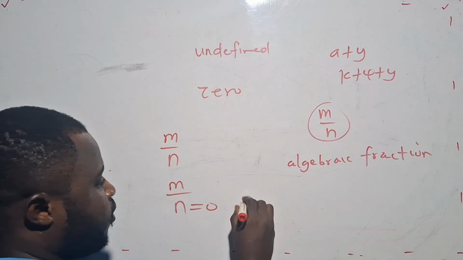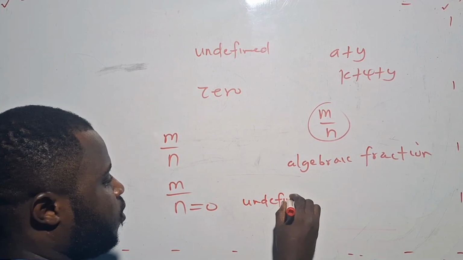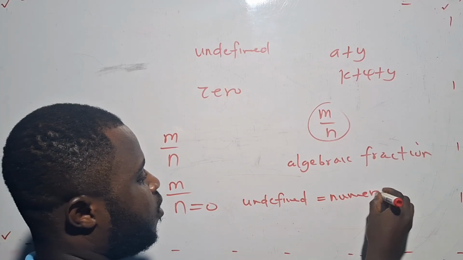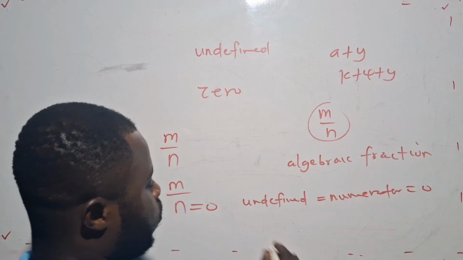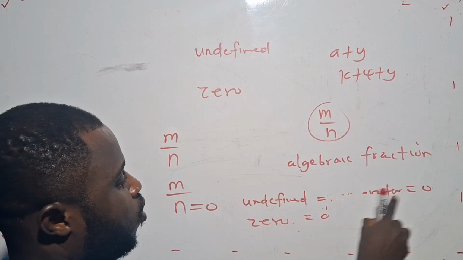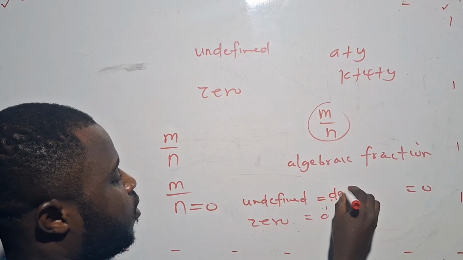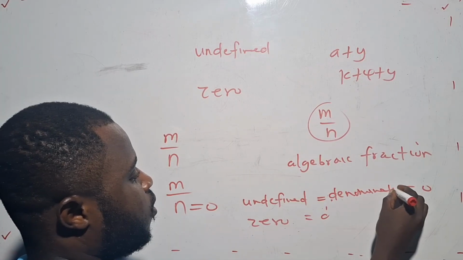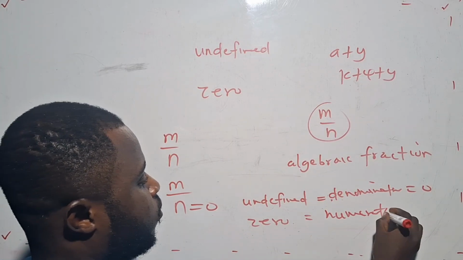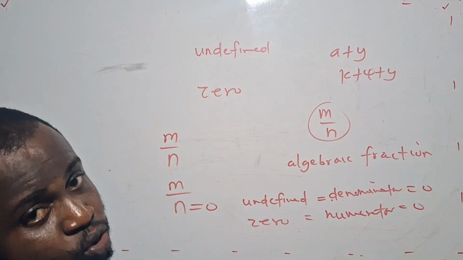So undefined deals with the denominator equal to 0, then solve. Zero deals with the numerator equal to 0, then solve.